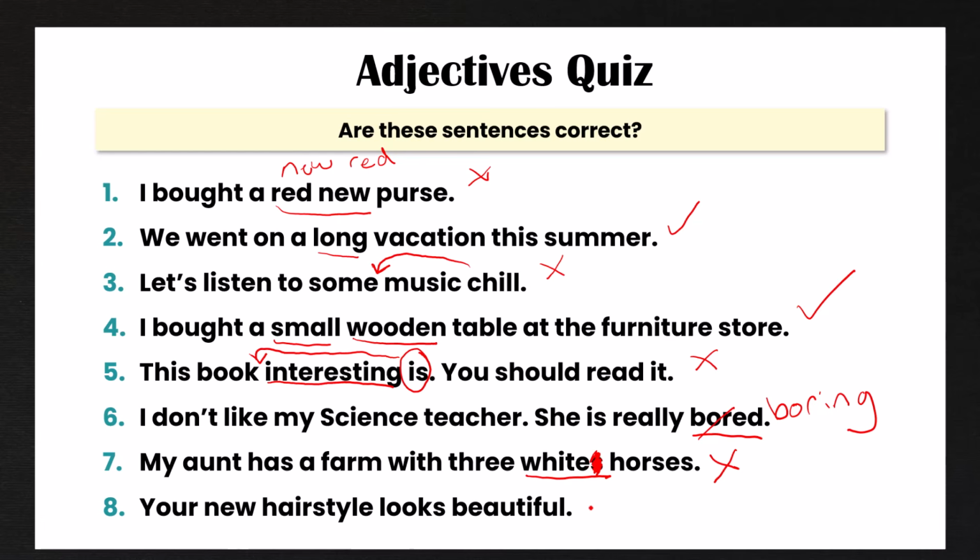This is correct. Here we have 2 adjectives. We have new, which describes the noun hairstyle, and it comes before the noun. And then we have beautiful. We're describing the hairstyle, but we're using it after one of those verbs that you can use adjectives after. So this is correct.